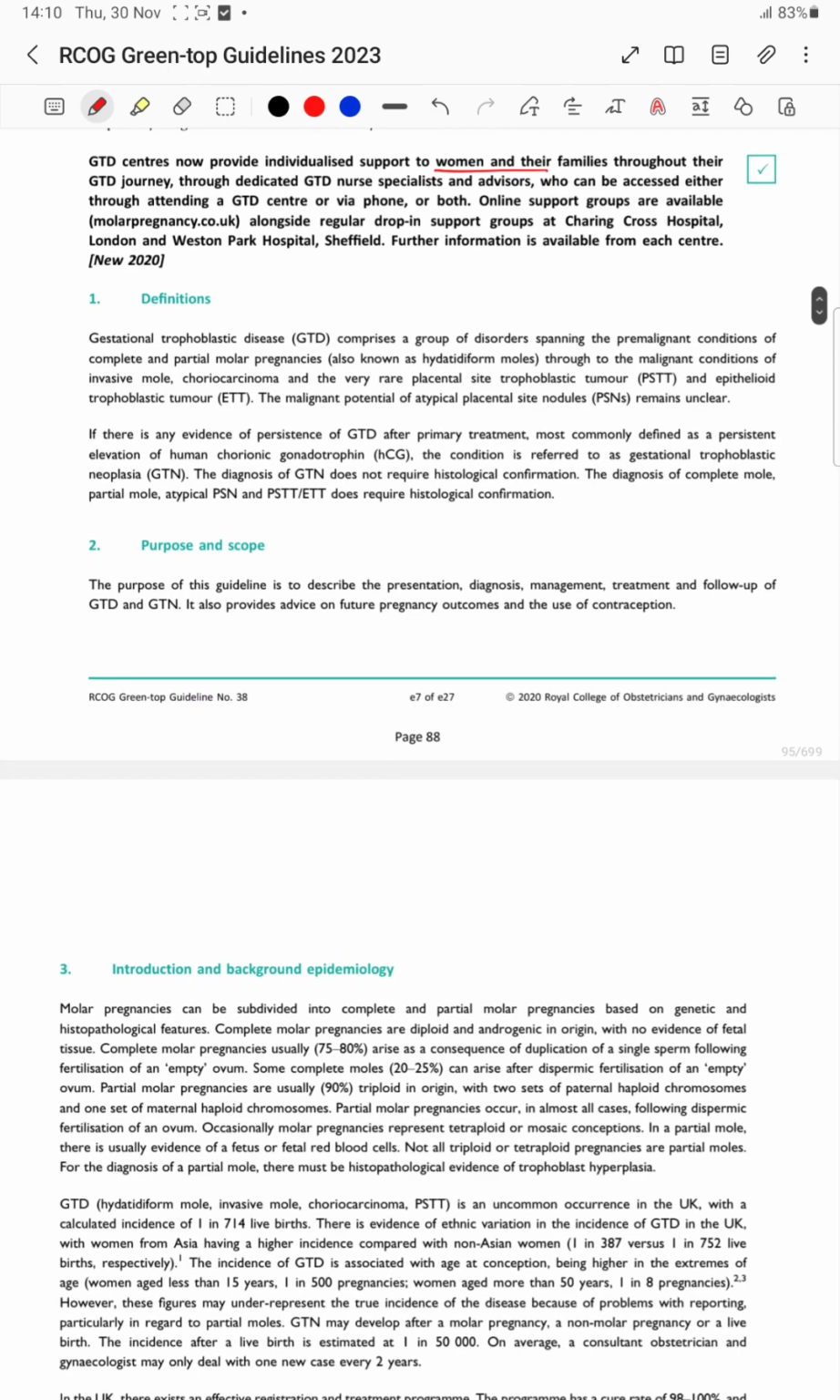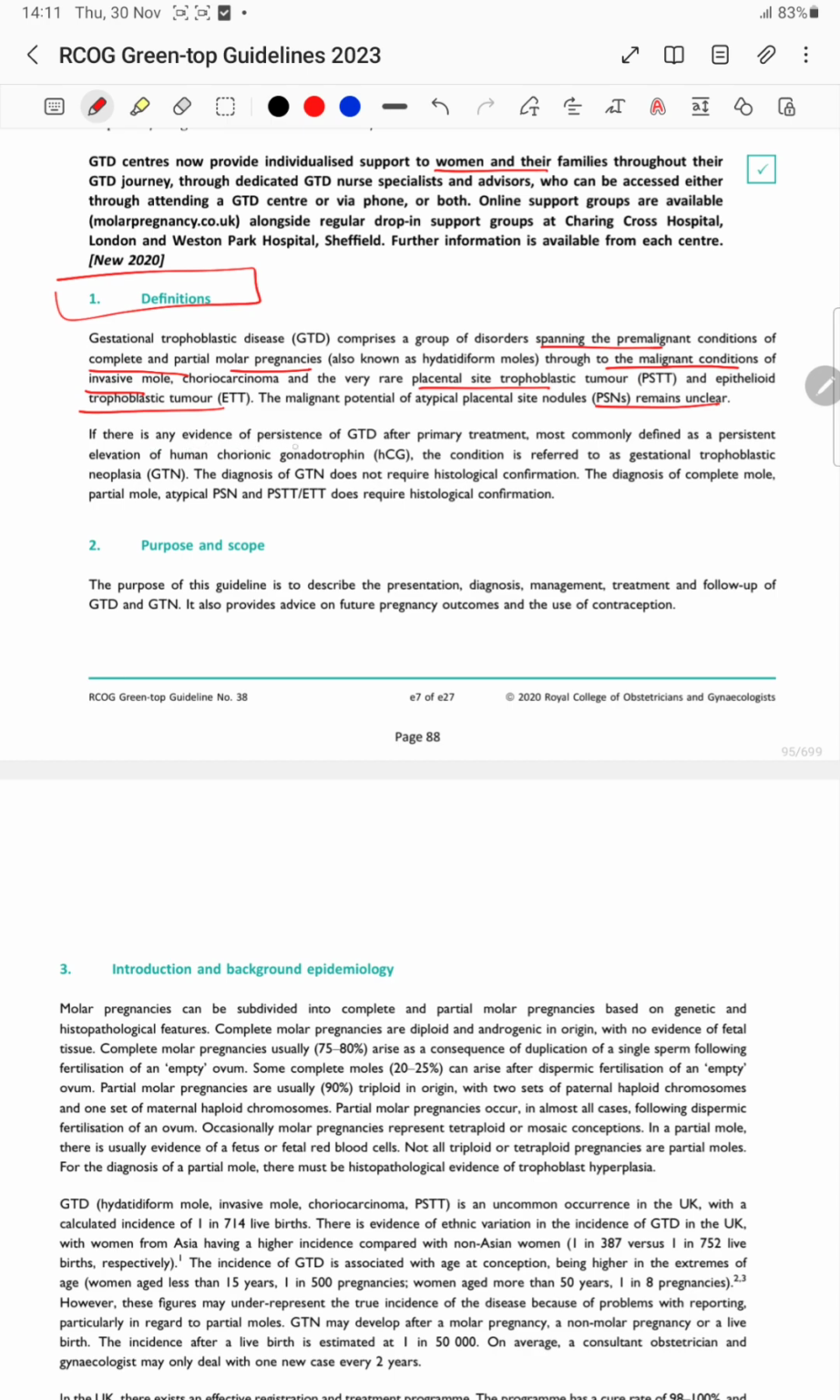Definition. So let's start with the definition. Gestational trophoblastic disease, GTD, comprises a group of disorders spanning the pre-malignant conditions of complete and partial molar pregnancies, also known as hydatidiform moles, through to the malignant conditions of invasive mole, choriocarcinoma, and the very rare placental site trophoblastic tumor, PSTT, and epithelioid trophoblastic tumor, ETT. The malignant potential of atypical placental site nodules remains unclear.